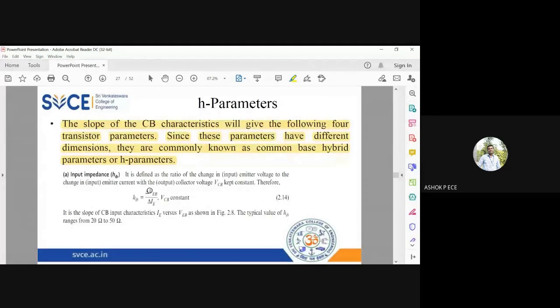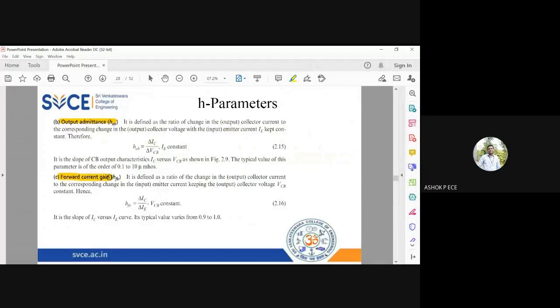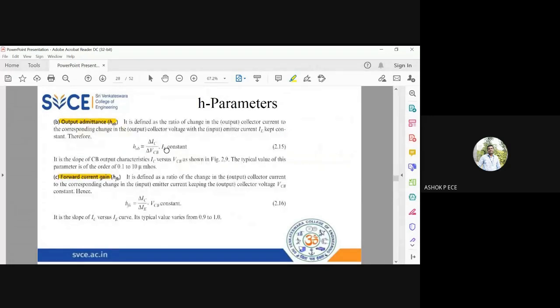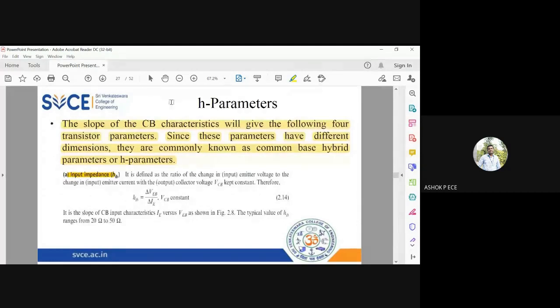Since it is hybrid, the 4 parameters will be different. See, one is the input impedance, next is output admittance, then current gain, and reverse voltage. Can you see that all the 4 parameters are completely different? So they are called H parameters.